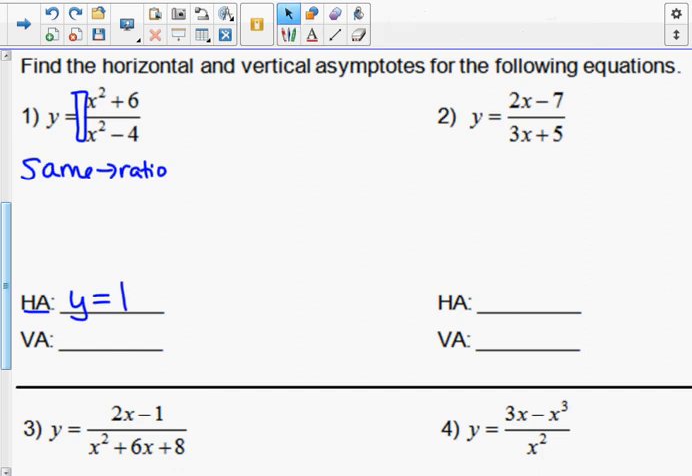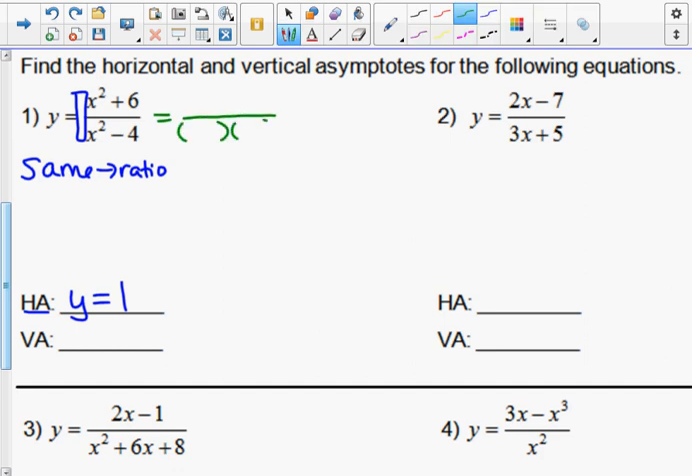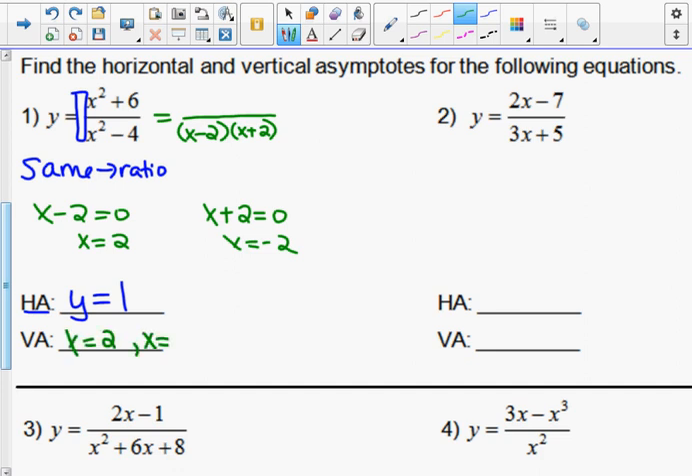To get the vertical asymptote, we're going to have to factor the denominator. X squared minus 4 is the difference of 2 perfect squares. So when you factor this, we're going to have x minus 2 and an x plus 2. To actually find the equations, I'm going to set each of those factors equal to 0 and solve for x. All right, did that pretty quickly. Hopefully you guys kept up. So the vertical asymptotes are going to be x equals 2 and x equals negative 2.